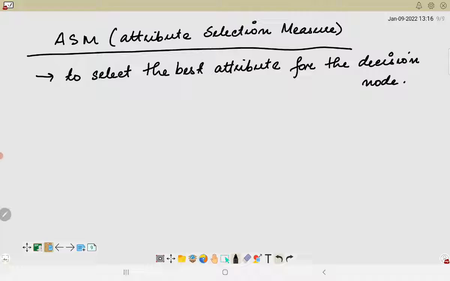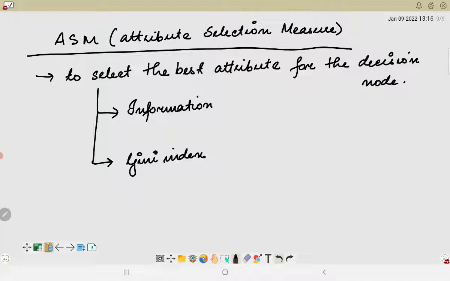So now, in order to solve such problems, we will be using this ASM, for the problem of selecting the best attribute. By this measurement, we can easily select the best attributes for nodes of a tree, and we will be using two popular techniques. One is information gain, and the other one is Gini index. So these two particular ASM or attribute selection measures will be helping us to select the best attribute. Now let me talk about the first one, which is the information gain.